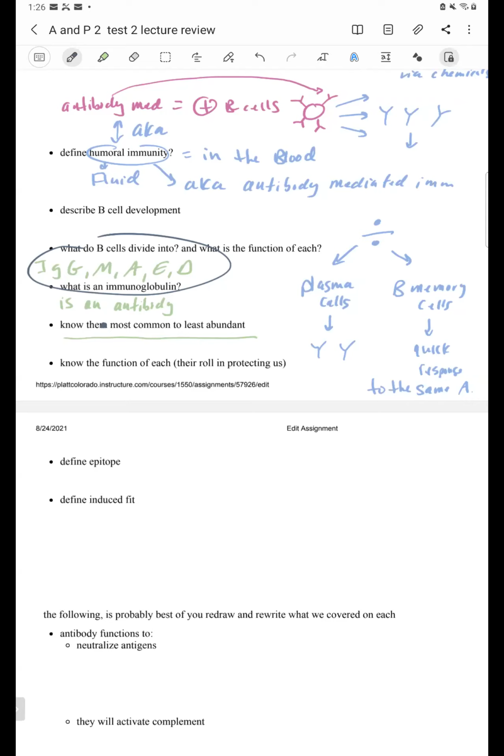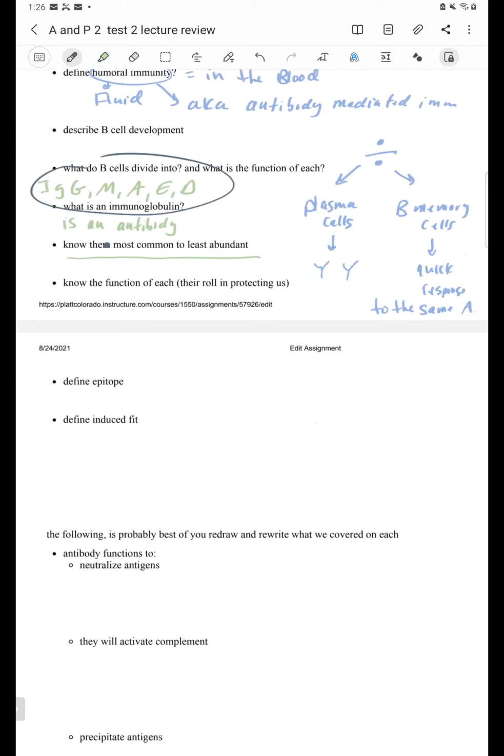Okay, and then know the function of each. So you'd have to write out, you know, IgG and then what it does. Like, for example, IgG is the most abundant. It can cross the placenta barrier. It's typically the first responder to an antigen. So it's the major supply of the antigen antibody complex.